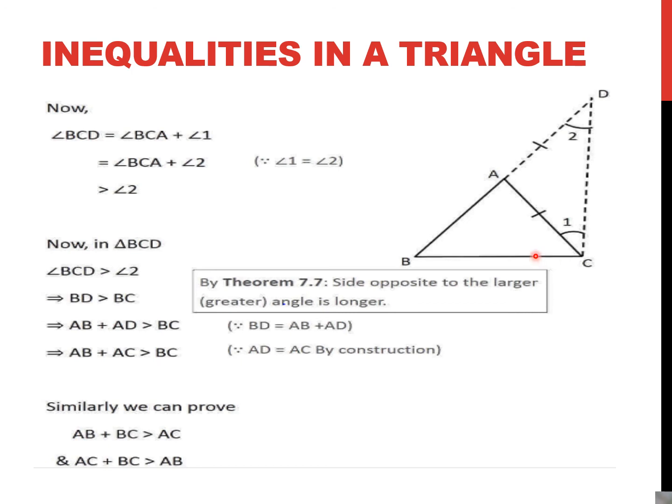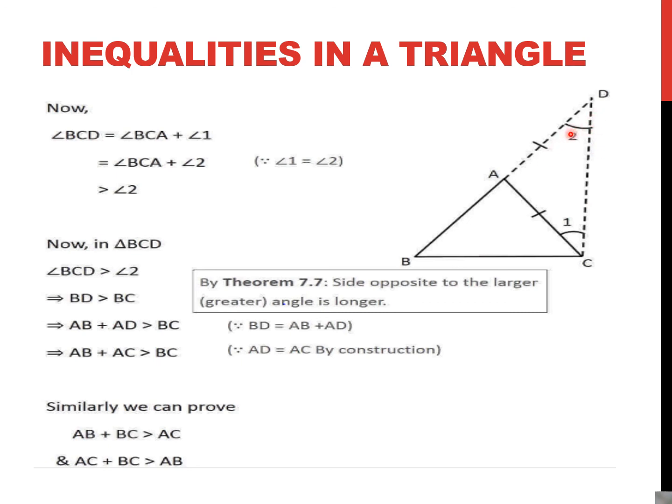Okay, and you know that angle 1 is equal to angle 2. So we can replace angle 1 with angle 2. So here you can see that angle BCD is greater than angle 2. Obviously, because you are adding something to angle 2 to get this. So angle BCD is greater than angle 2. BCD is greater than this angle, right?